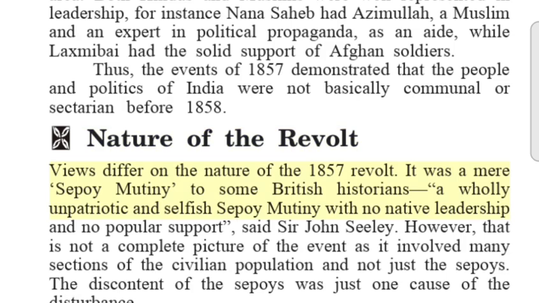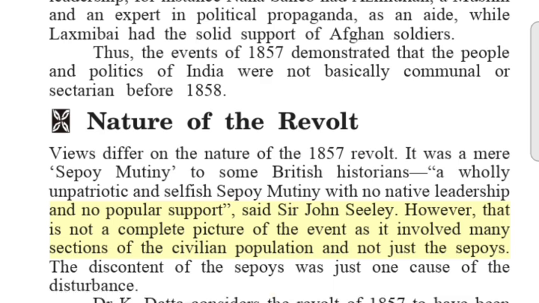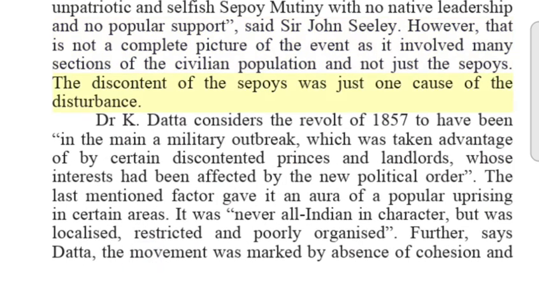Nature of the revolt. Views differ on the nature of the 1857 revolt. It was a mere sepoy mutiny, to some British historians, a wholly unpatriotic and selfish sepoy mutiny with no native leadership and no popular support, said Sir John Seeley. However, that is not a complete picture of the event, as it involved many sections of the civilian population and not just the sepoys. The discontent of the sepoys was just one cause of the disturbance.